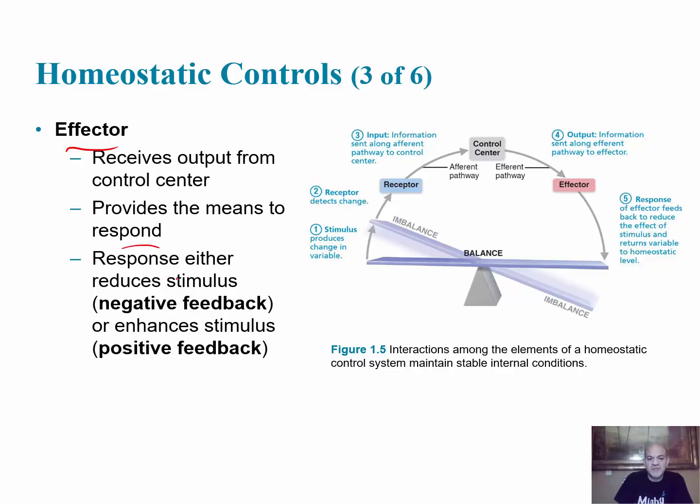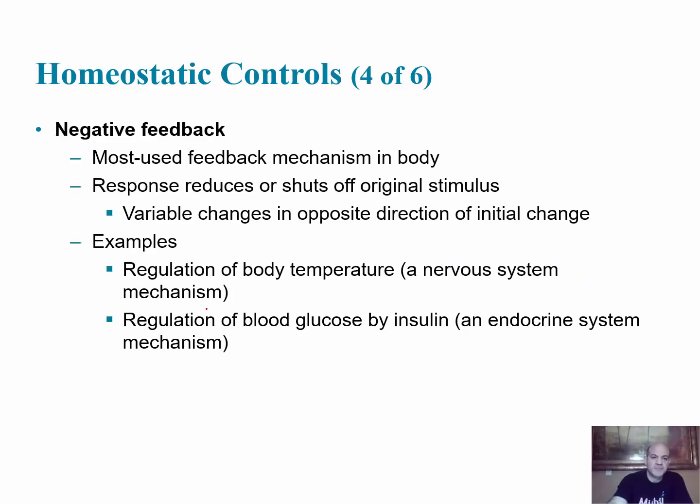The response from the effector is either going to be to reduce the stimulus, and that's called negative feedback. For example, if your body temperature is going too high, negative feedback would cause your body temperature to come back down. The opposite is true if your body temperature is going too low: negative feedback would cause your body temperature to go back up. And then there is the less common case where we enhance the stimulus, and that is called positive feedback.